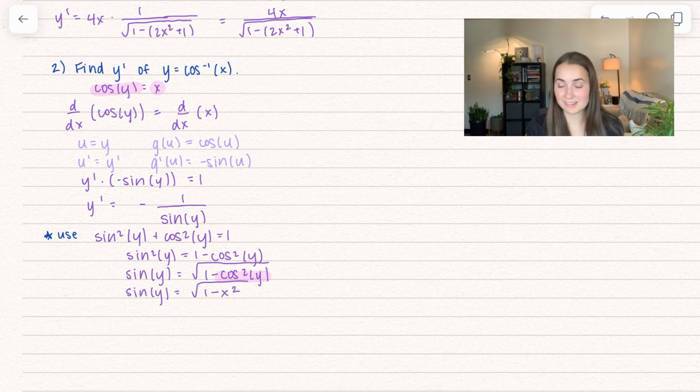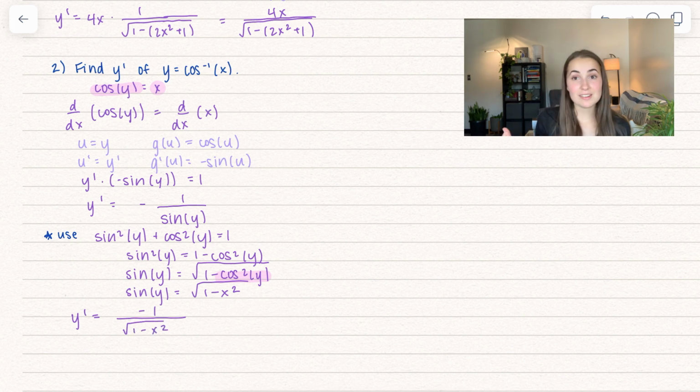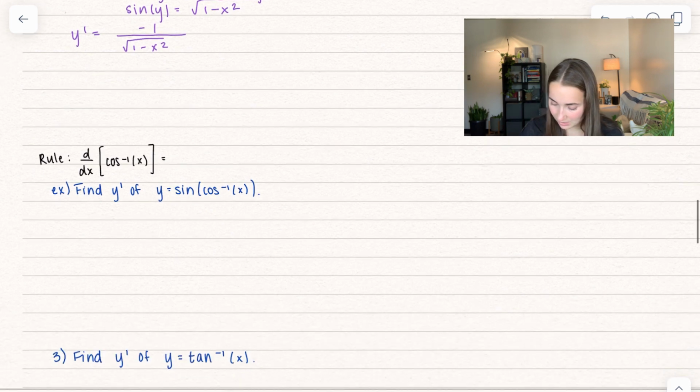So now when I replace this back into y prime, I get y prime is equal to negative 1, or that negative can be out front. Doesn't really matter where it is, multiplication is commutative, over the square root of 1 minus x squared. And this is our rule, so it's very similar to inverse sine of y, but it's just going to be negative, just like how the derivative of cosine is negative. So when I plug this in, I get negative 1 over the square root of 1 minus x squared. So let's go ahead and see this in action.